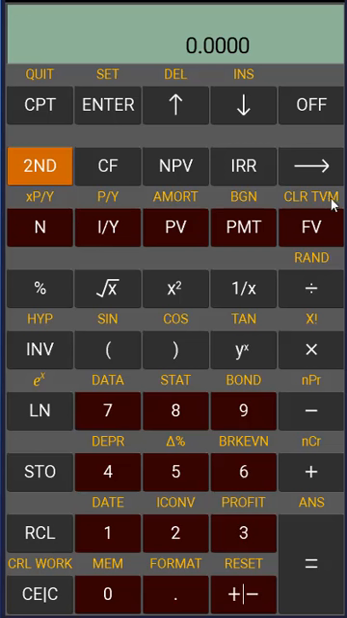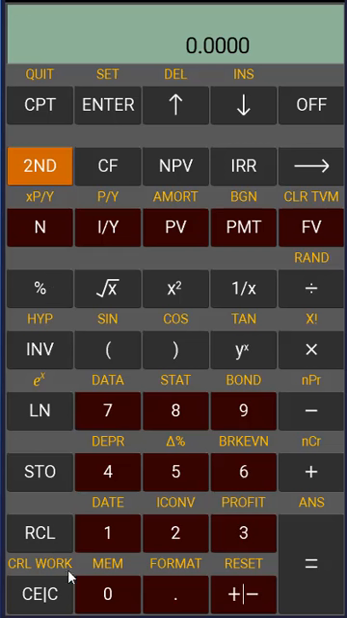This CLR TVM function, which you see above the FV key, is like a shift key on a keyboard. We have this second key, and if we want to execute one of these functions highlighted in yellow, we have to press second first, and then CLR TVM. So what we just did is clear the memory of all the values which we had entered before in the calculator.